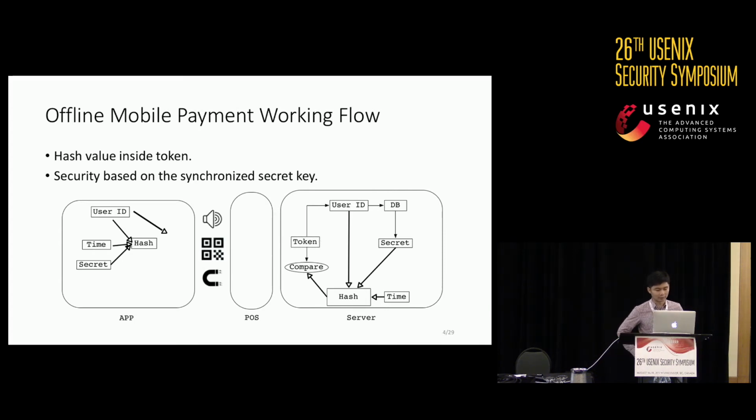The server, once it receives the token, will retrieve the user ID from the token and then query the database to get the pre-shared secret, and by using the same hash algorithm generate exactly the same token for the user, and then compare the received one with the generated one. If they exactly match, the server returns an acceptance to the POS machine, and the POS machine will notify the vendor that the transaction is successful and print a receipt for the vendor.